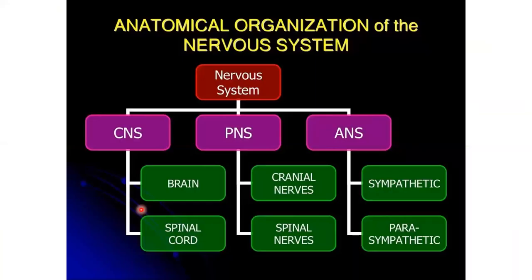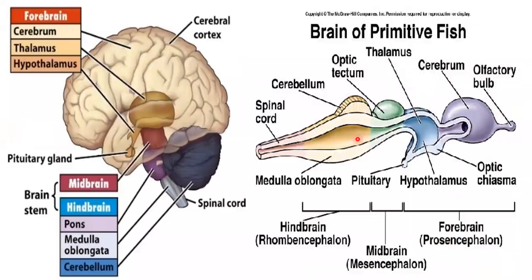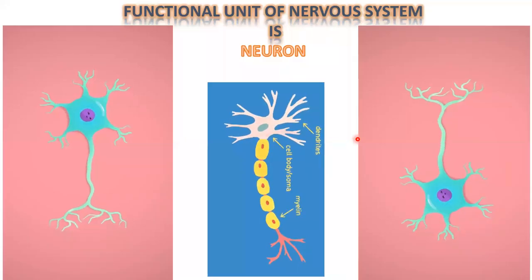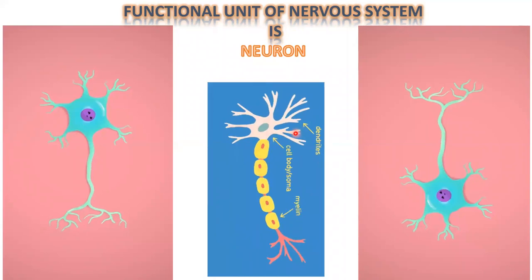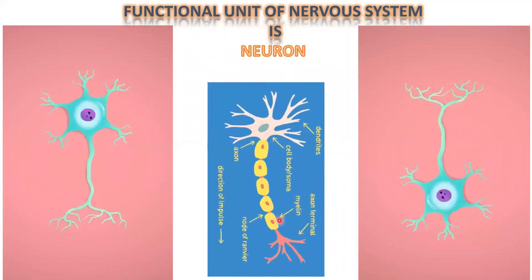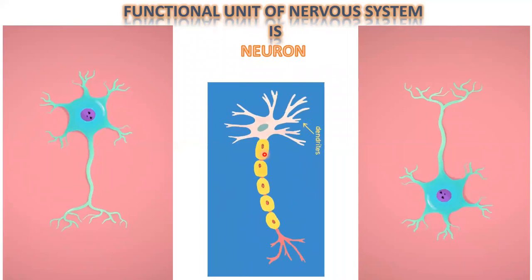So, this is your nervous system: CNS, peripheral nervous system, and autonomic nervous system. Let me show you the neurons. This is the neuron structure. A typical neuron has a head, a body, and a tail. The head has finger-like projections called dendrites, and the head is also called soma. Then this is the axon. It has a covering of myelin sheath.